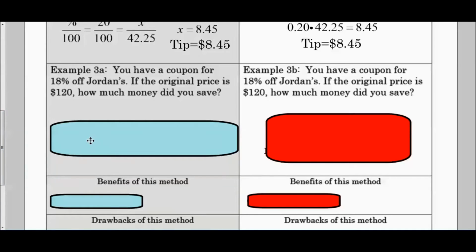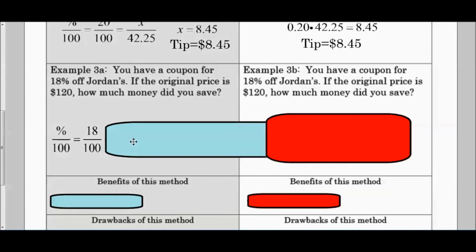Okay, so again, percent off, anytime we see that percent, we're going to put that number over 100. It's going to be 18 out of 100, and that's going to line up with X out of 120. That 120 is the original price. That's the total. That lines up with our 100%.